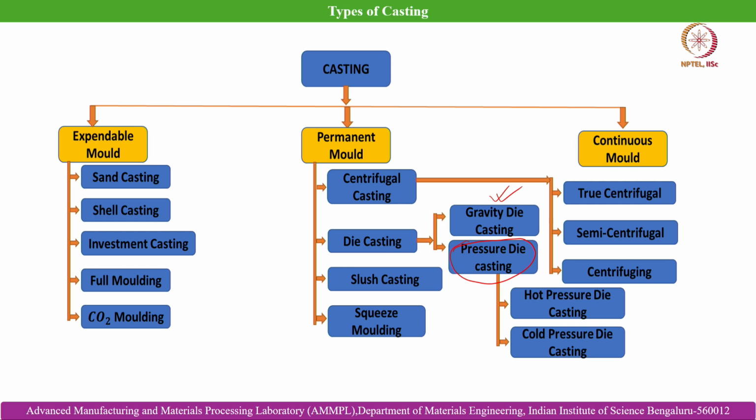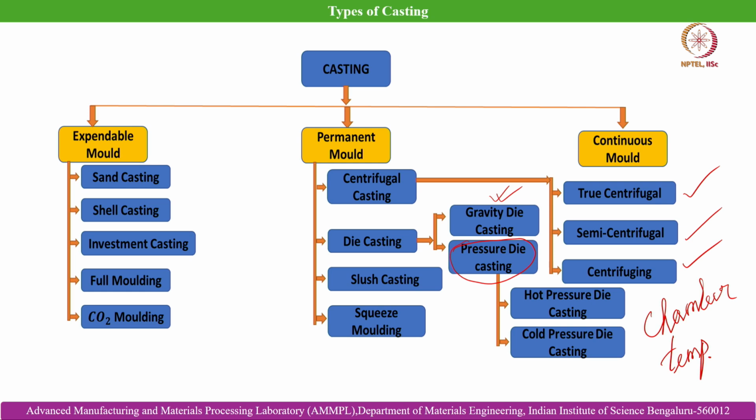So, this hot and cold is basically in terms of the casting chamber temperature. We classify both processes as hot or cold chamber pressure die casting, whereas centrifugal casting can be subdivided as true centrifugal, semi centrifugal, and also centrifuging. The different nomenclature exists because this classification is based on the different kinds of castings that can be produced by individual techniques.